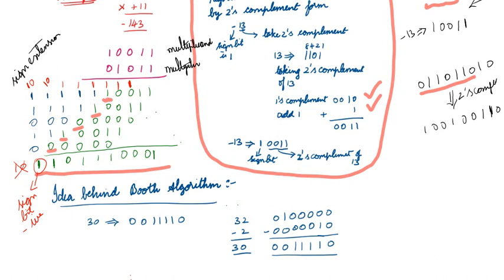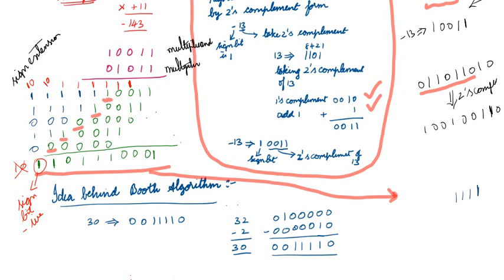As I said, the easiest way: you start from the right side until you encounter the first one. Put 1 as such, then the rest of the number you complement. Starting from the right side, the first one, you keep as it is. Then we have 0, so 0 will become 1. Then we have another 0, which will become 1. Then we have another 0, which will become 1.